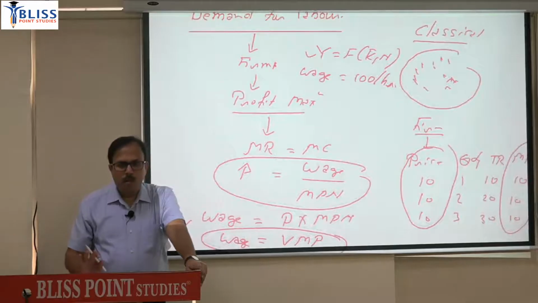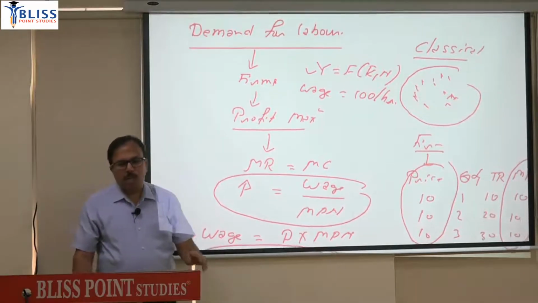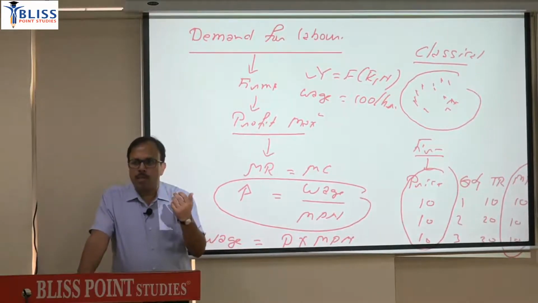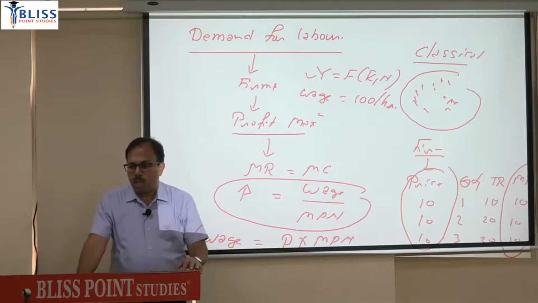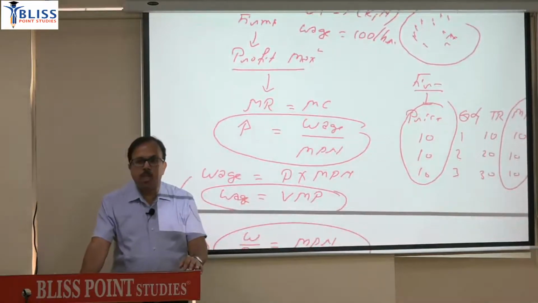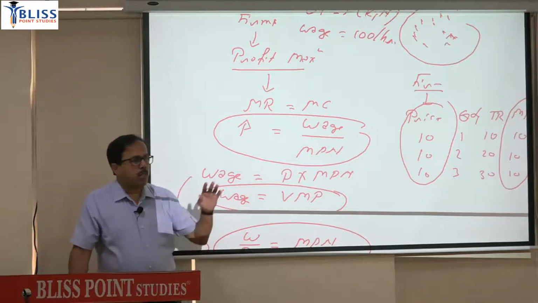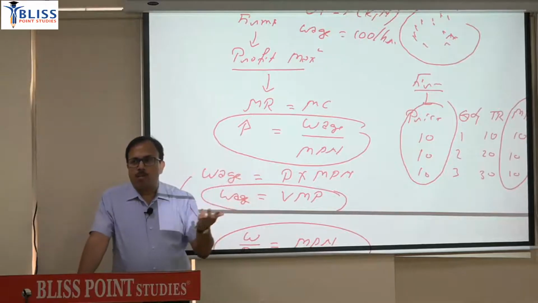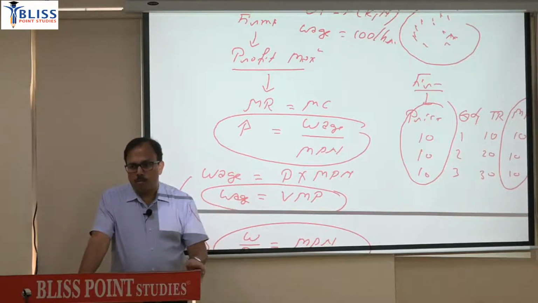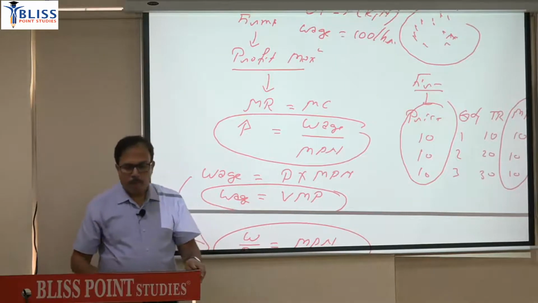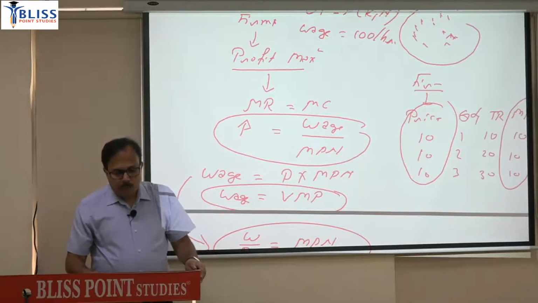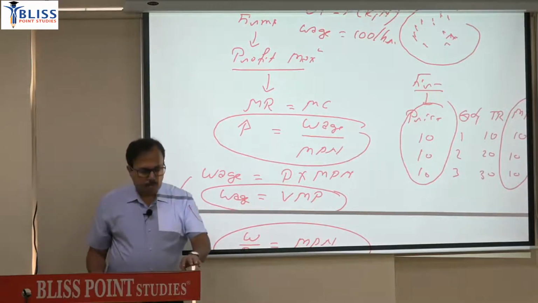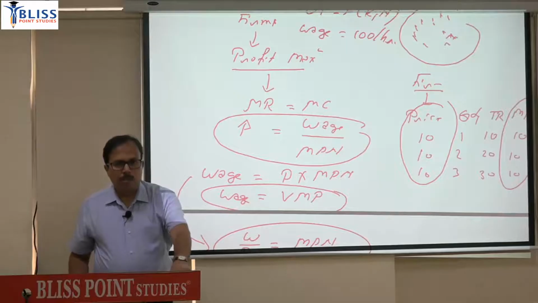पॉइंट क्लियर है. Firm is always demanding that much labor where their own profit gets maximized, and their own profit maximization requires that they will produce that much output where MR is equal to MC. In place of MR you are writing price because market is competitive, and marginal cost is W upon MPN. So write down first. Labor is demanded by firm.